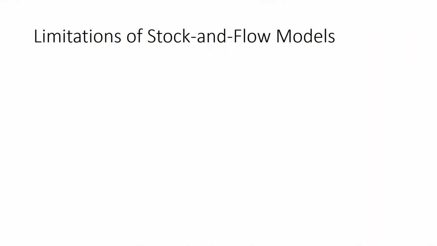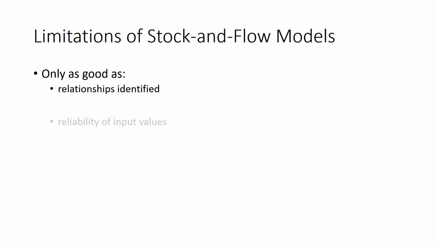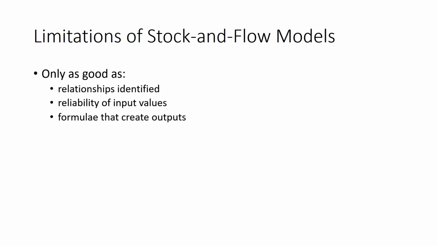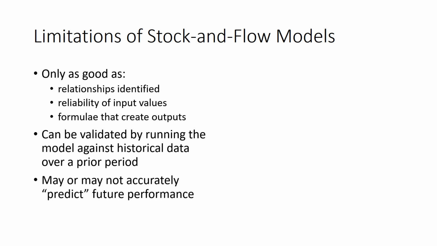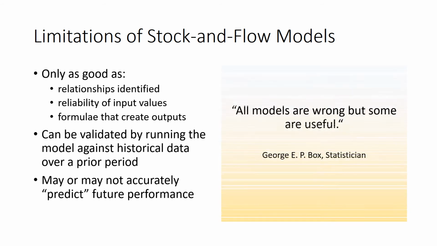Stock and flow models also have limitations, of course, some similar to causal loop diagrams and some unique to the dynamic nature of a stock flow model. They are still only as good as the relationships identified, the reliability of input values, and the formula that create the outputs. However, they can be validated by running the model against historical data over a prior period. And in this way, you can see how well the model creates output that agrees with historical data. But you have to remember that these models may or may not predict future performance. That's really not their intention. That's not the purpose of these models.